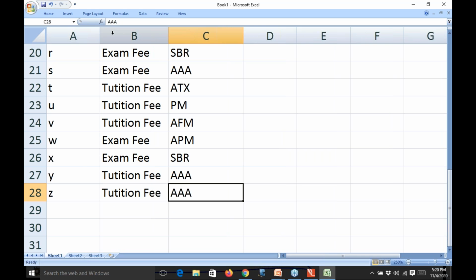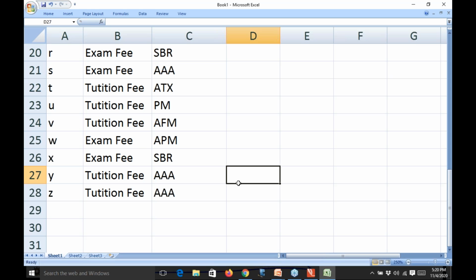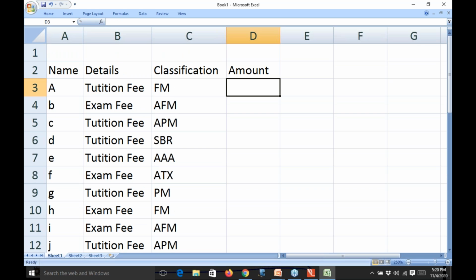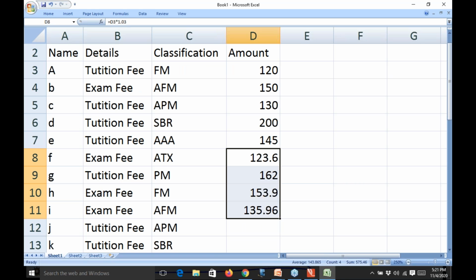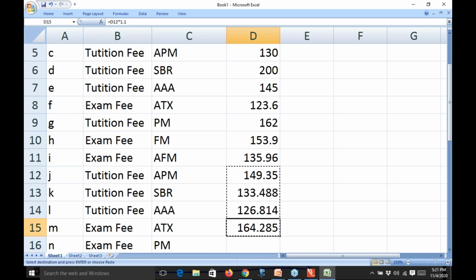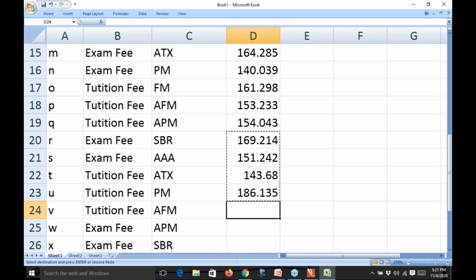I'm just doing it for the sake of explaining, to help you understand what these different types of systems are. Let's say it's $120, $150, $130, $200, $145, and so forth. Like for example, this is into 1.03, this into 1.08, this into 0.95, this into 1.1, and so on. I keep on creating the data, and this is the data that is being created.